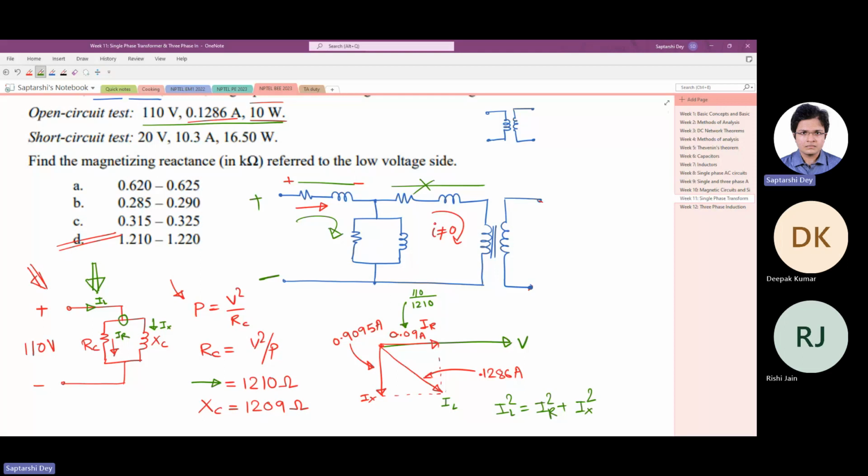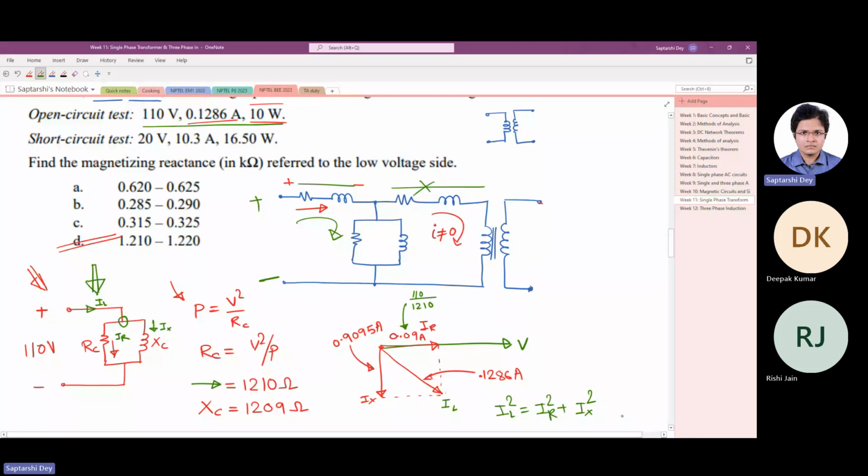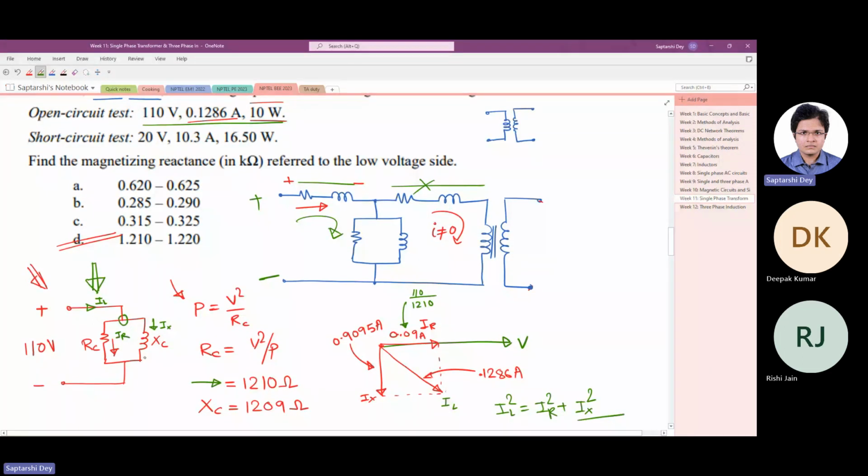Now we know the values of IR and IL. From there, we can find out the value of IX. Now, what is the voltage across XC, the magnetizing inductance? 110 volt. You're asking or answering? No sir, I am answering, 110 volt will be the voltage across XC.